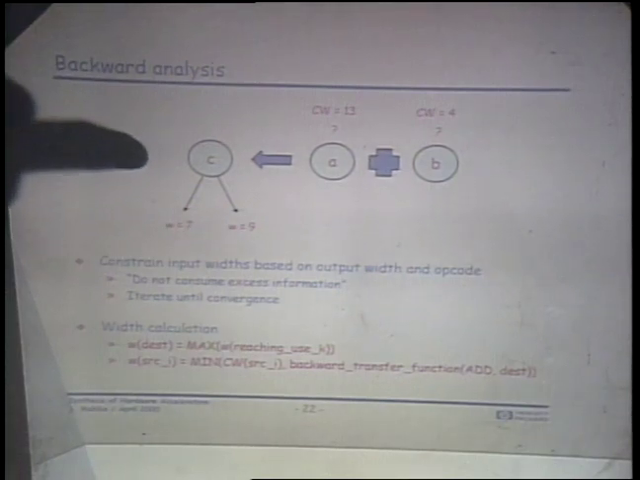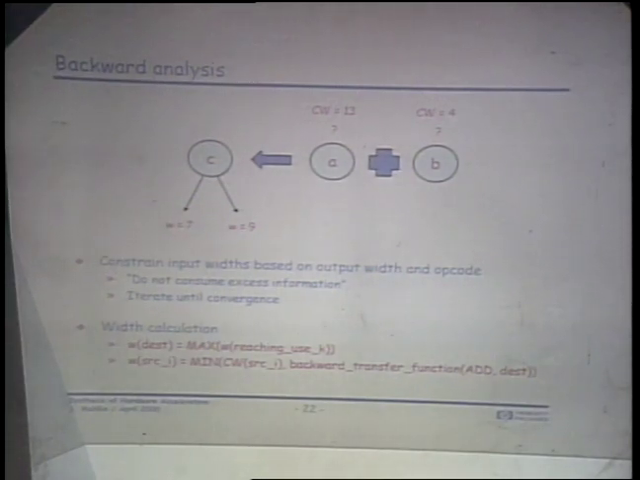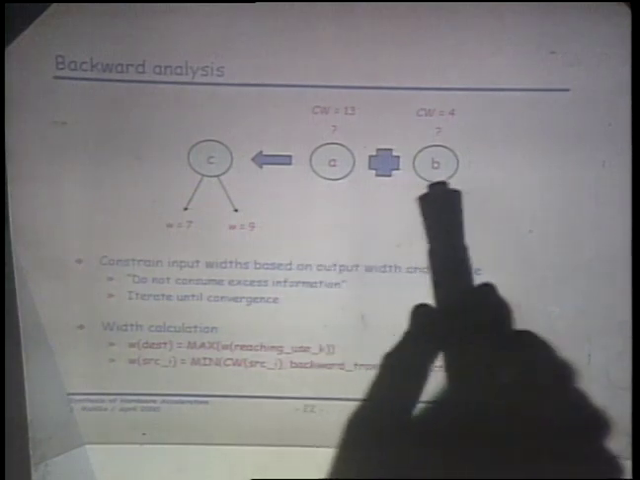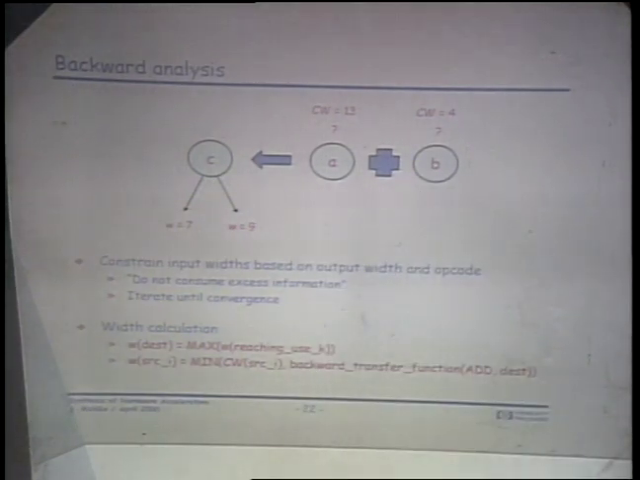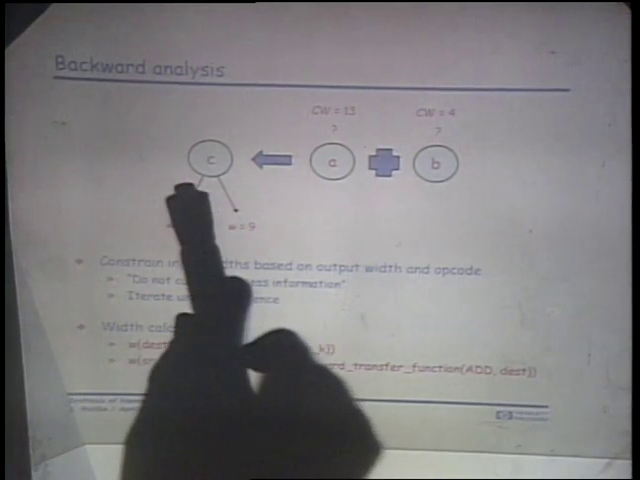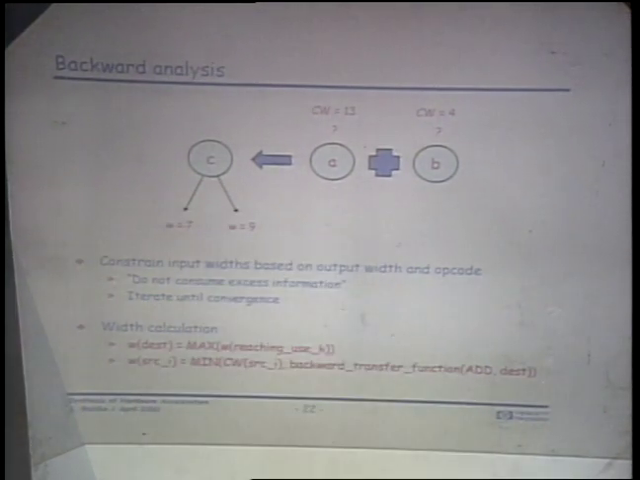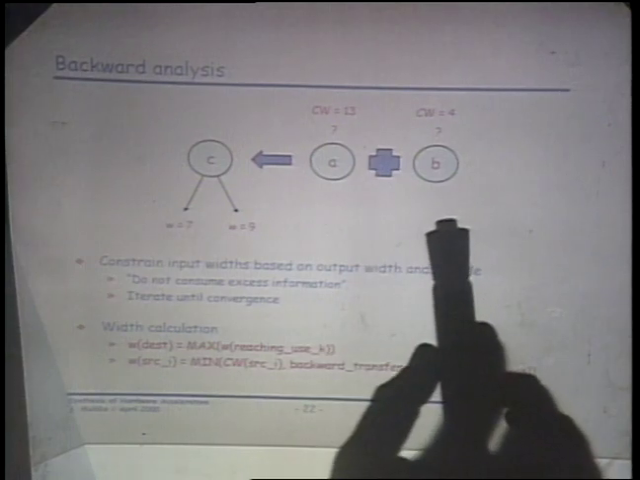So in this case, I have to produce 9 bits here. If I'm producing 9 bits, what does that constrain my inputs to be? Now we're going to apply the backward transfer function. The backward transfer function says that if I know C is 9 bits, A needs to be no more than 9 bits, and B needs to be no more than 9 bits.